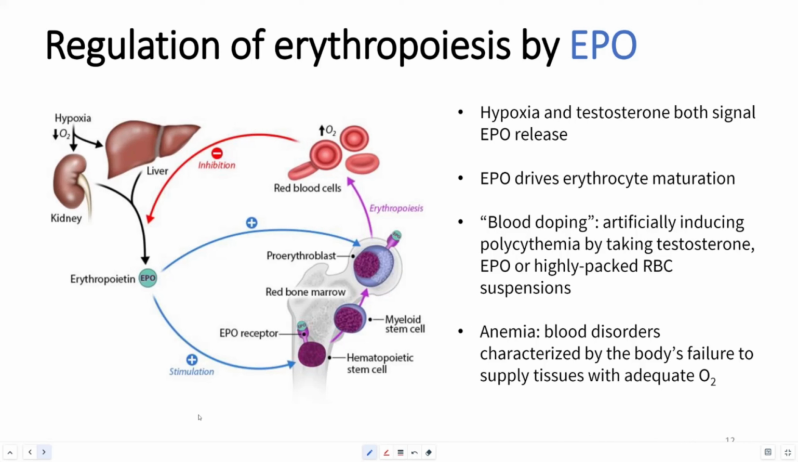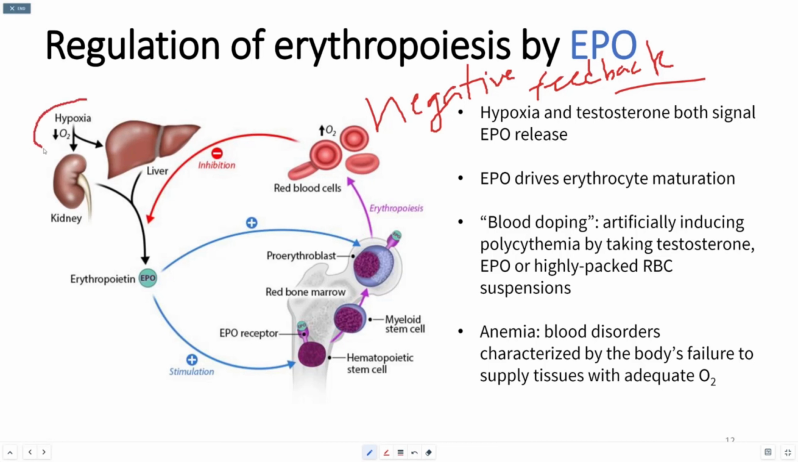This whole process is controlled by negative feedback. And other chemicals like testosterone can also stimulate the kidney's production of EPO. Therefore, those that have higher testosterone levels, in males, will generally have a higher erythrocyte count and also a higher amount of hematocrit. So you'll see that when you have hypoxia or a drop in oxygen, it stimulates your liver and kidneys to begin to form EPO. EPO will then have several functions.